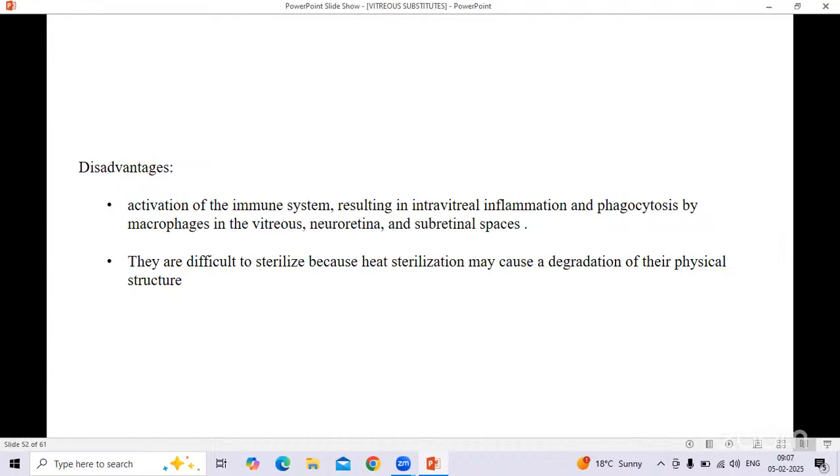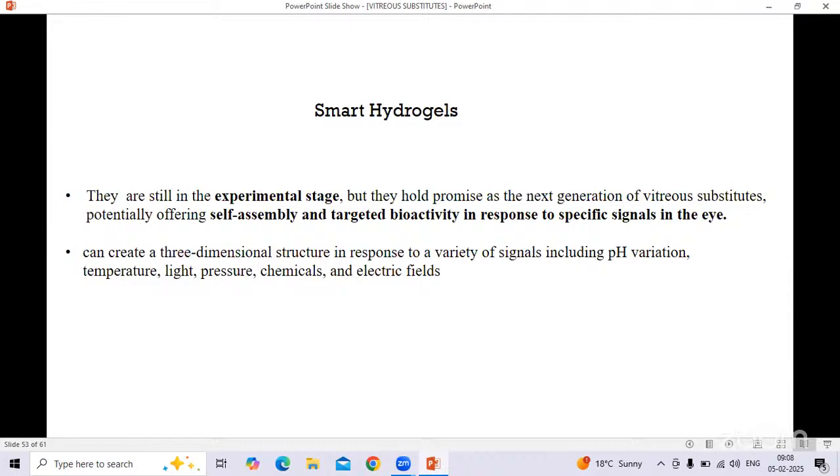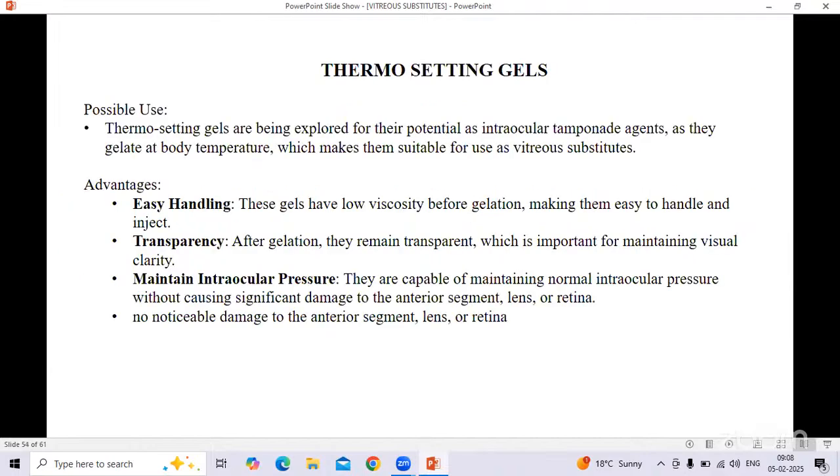Disadvantages are activation of the immune system, causing intravitreal inflammation and phagocytosis by macrophages in the vitreous, neuroretina, and subretinal spaces, and they're difficult to sterilize. Smart hydrogels are still at experimental stages. The advantage is that they create a three-dimensional structure in response to a variety of signals, including pH variation, temperature, light, pressure, chemicals, and electric fields.